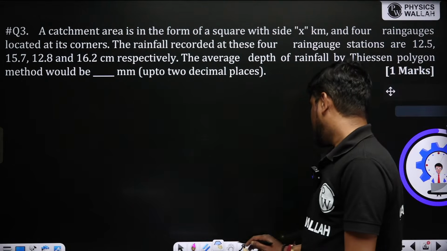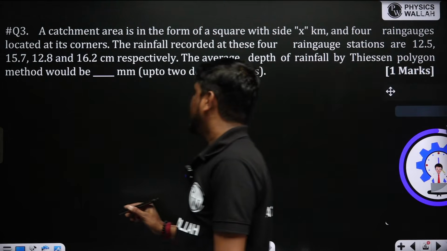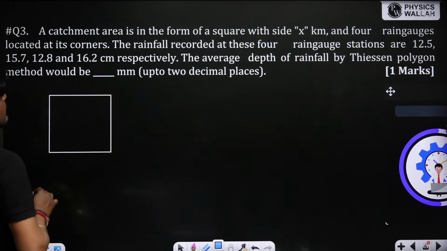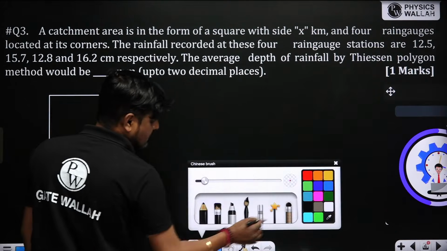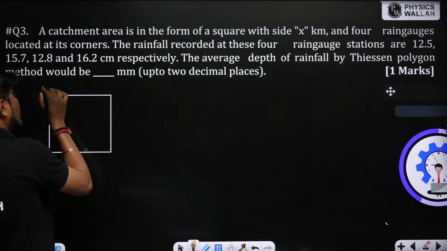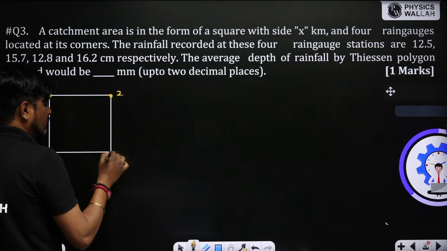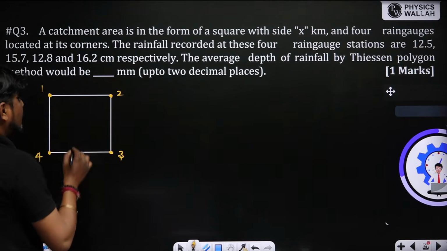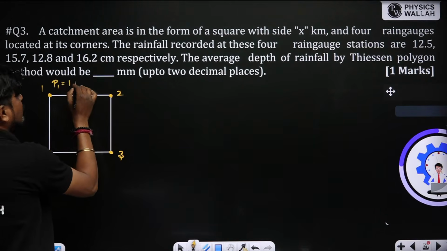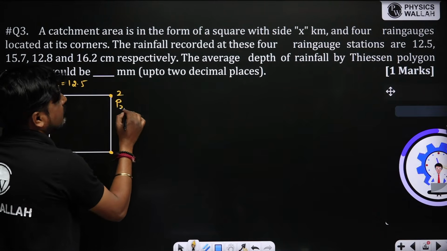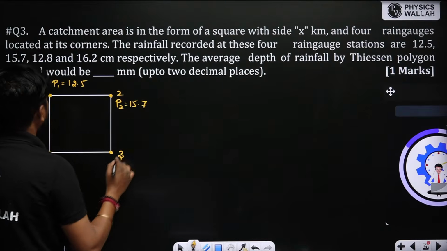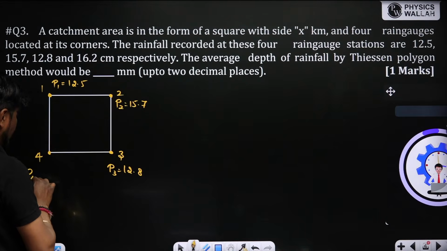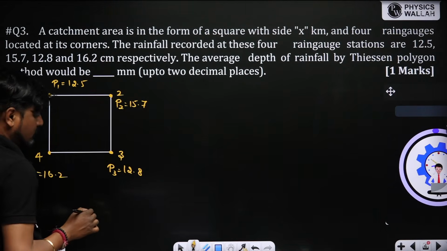A catchment area is in the form of a square with side x kilometer. Four rain gauge stations are located at its corners: 1, 2, 3, 4. Rainfall recorded values are given. P1 is equal to 12.5, P2 is equal to 15.7, P3 is equal to 12.8, P4 is equal to 16.2.